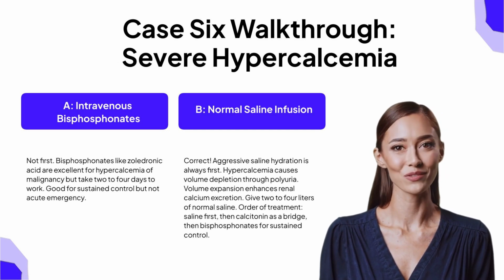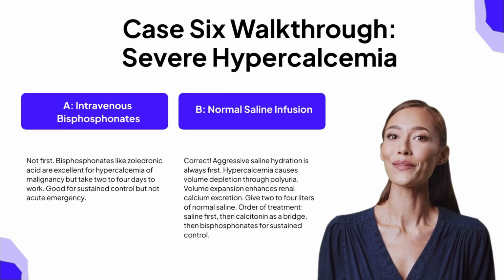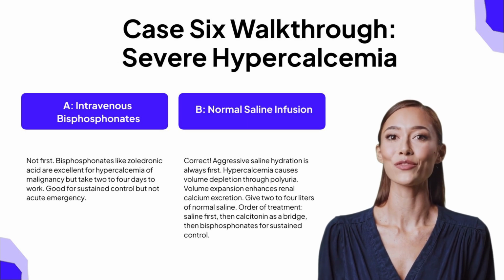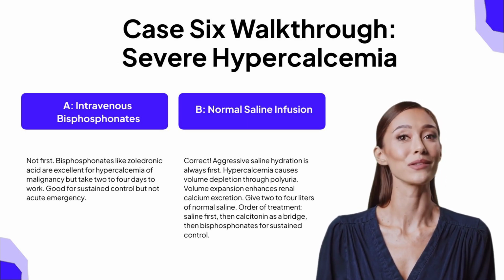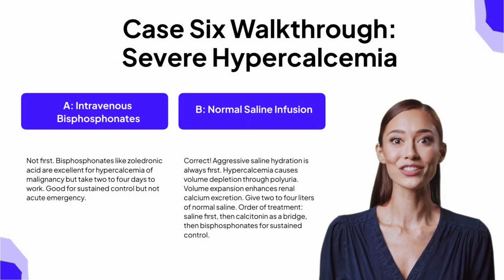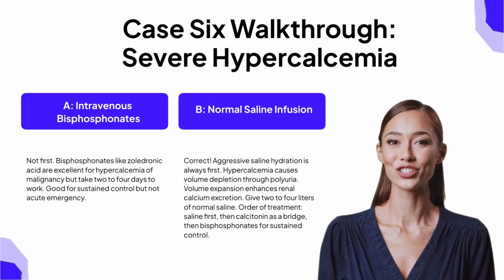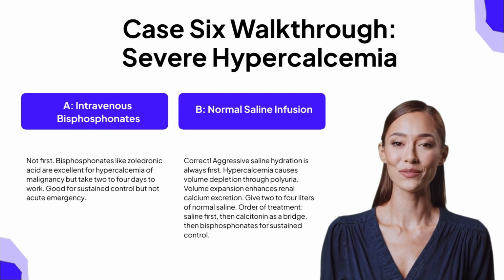Hypercalcemia causes volume depletion through polyuria. Volume expansion enhances renal calcium excretion. Give 2 to 4 liters. The order of treatment is saline first, then calcitonin as a bridge, then bisphosphonates for long-term control.